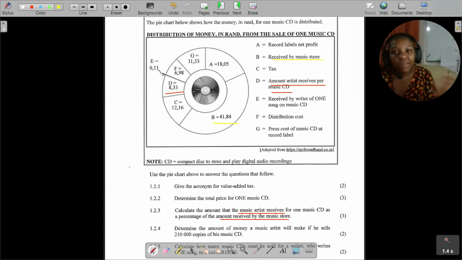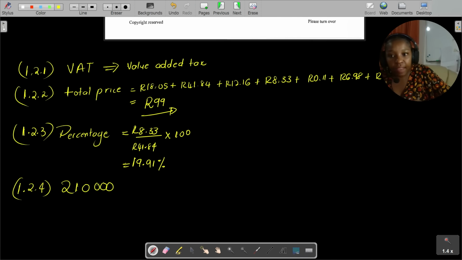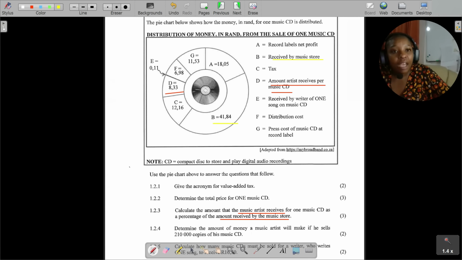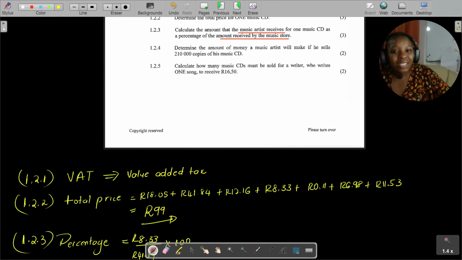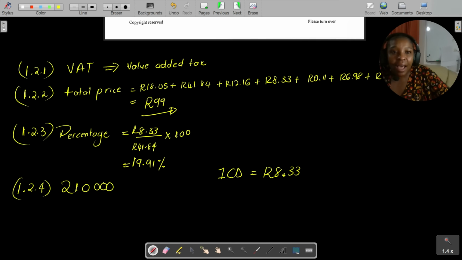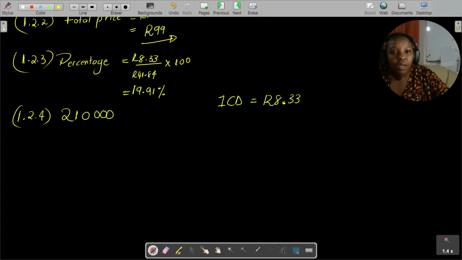Remember, they've told us that for one CD, the artist makes 8 rand 33. That's how much he makes from just the sale of one CD. So if they sell 210,000 copies, what must we do? We just multiply that by 8 rand 33 to determine how much he will actually make.